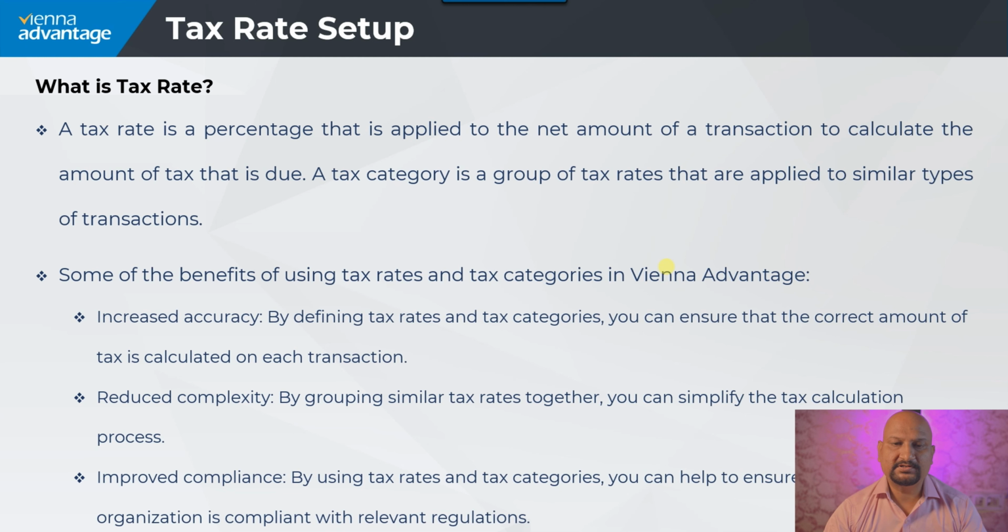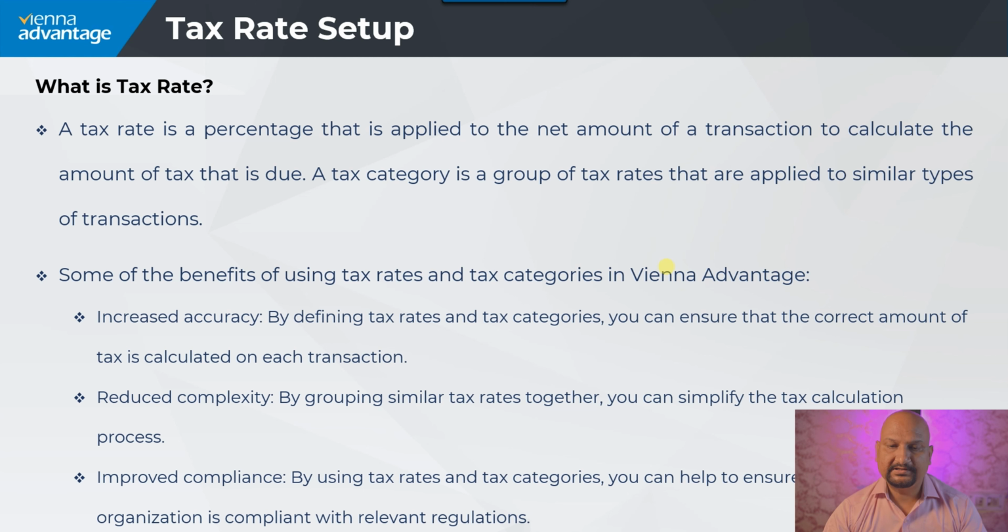A tax rate is a percentage that is applied to the net amount of a transaction to calculate the amount of tax that is due. A tax category is a group of tax rates that are applied to similar types of transactions.